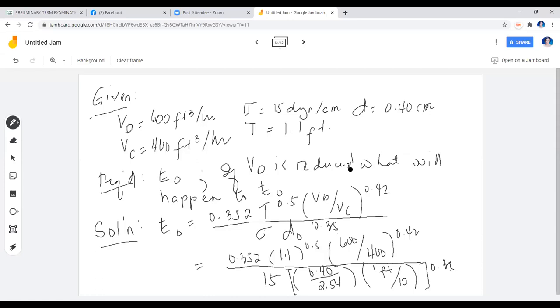So we have 0.352. We multiply by 1.1 raised to 0.5. We multiply by 600 divided by 400 raised to 0.42. Then we divide by 15, and then we divide by the quantity 0.4 divided by 2.54 divided by 12, raised to 0.35. So in this case, your answer will be 0.201. Let's see. That's it. Okay, is that the answer you're also getting for the overall tray efficiency?